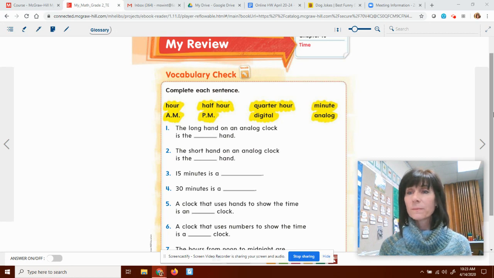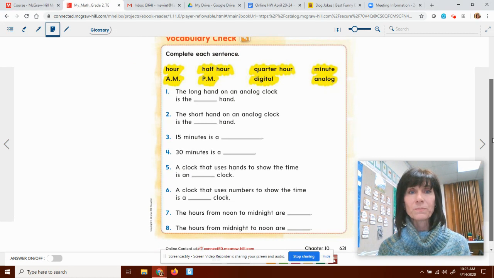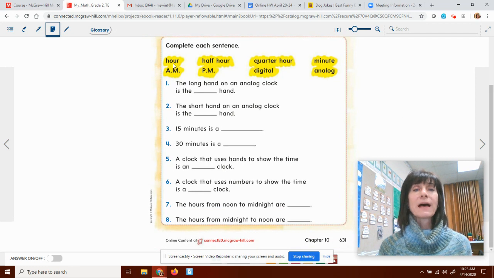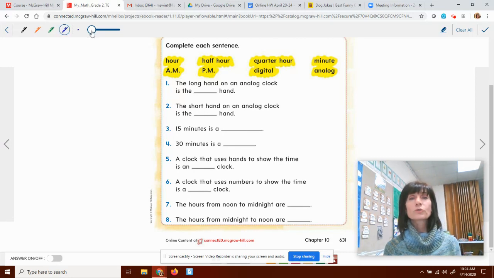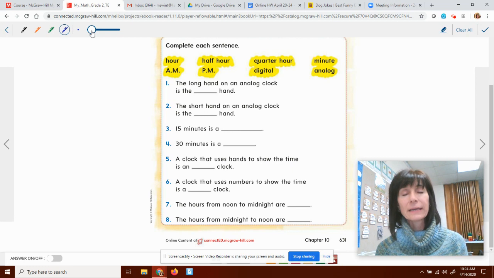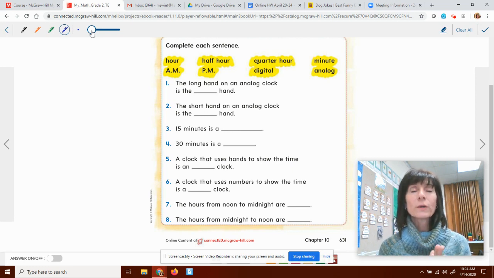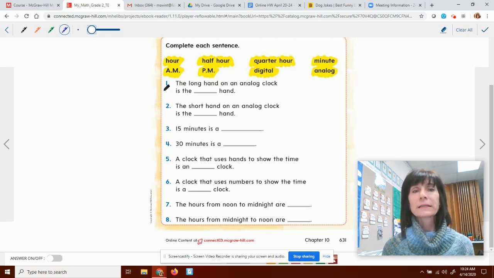So we'll start with our page number 631. Our word bank up on top reads like this: hour, half hour, quarter hour, minute, analog, digital, PM, AM. Remember, again, whenever we're taking a test, we do those vocab words that we know for sure first, and then we go back to check on the others. So make sure you understand the words. Make sure if you have a problem reading those, we're going to go ahead and practice a little here today.